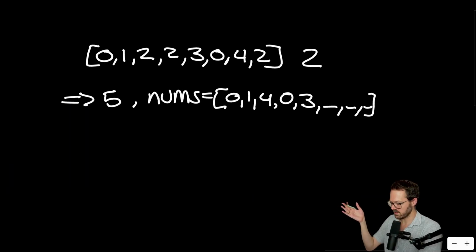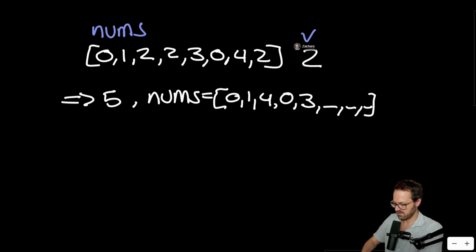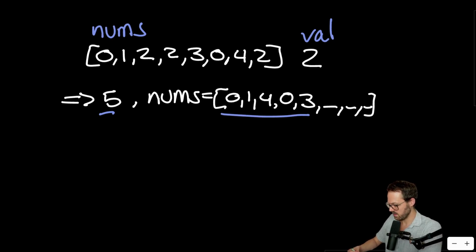Okay, so welcome to the blackboard. Here you can see I've written down our nums, we've written down our val, and we've written down the expected output of 5 as well as nums containing 0, 1, 4, 0, and 3. Now, the way that I'm going to be implementing this in Clojure, I'm not going to be updating nums in place. Rather, I am going to be returning a new array, or a new vector.